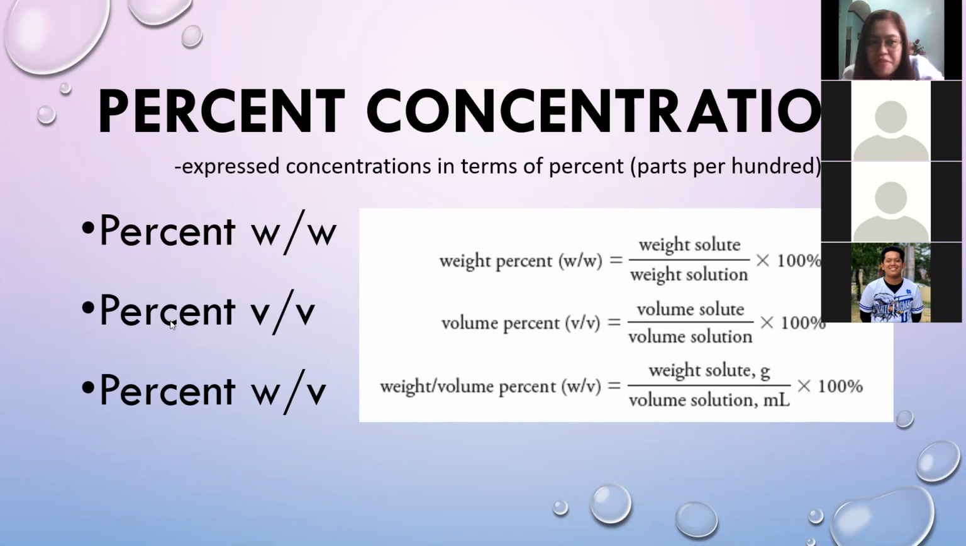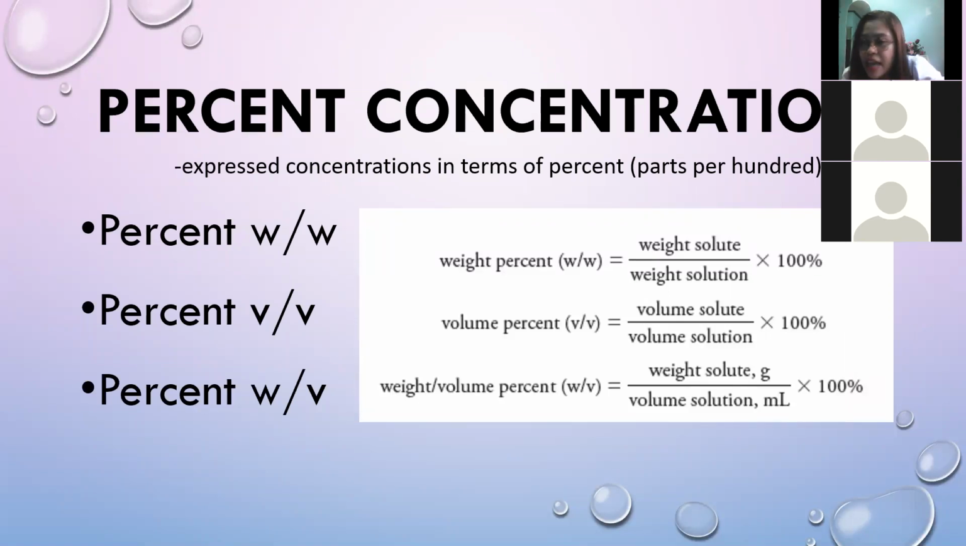Now, we also have percent volume per volume. This is how we solve for the percent volume per volume. Its volume percent is equal to the volume of solute divided by the volume of solution times 100. By the way, the weight is expressed in grams and the volume should be in milliliters. ML ha, ML.